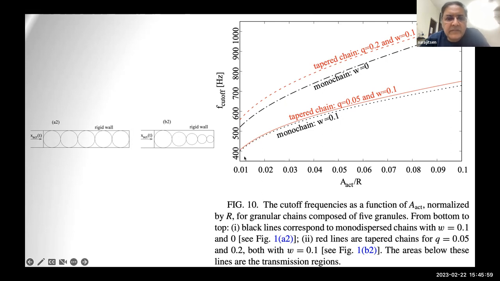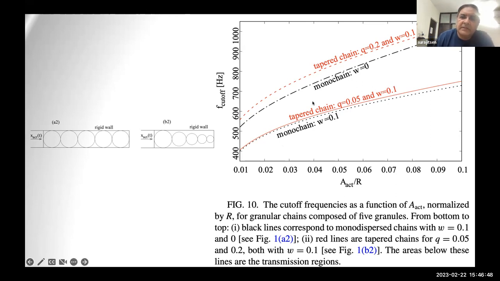It turns out that the frequencies that it would transmit or not transmit are on the y-axis, and the actuator amplitude is on the x-axis. As you can see, we have taken the monodispersed chain, which is without any dispersion, any restitutive loss. So this is w equal to 0, w equal to 0.1. We have also taken some tapered chain systems with small w values, and it turns out that they tend to transmit the vibrations pretty okay at low enough frequencies, but they don't like to transmit the vibrations at high enough frequencies.